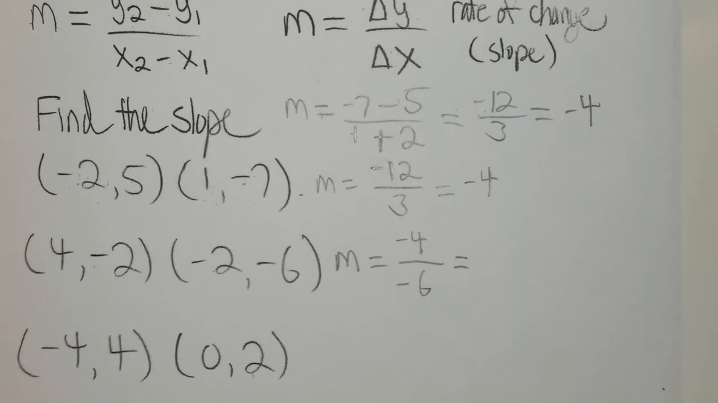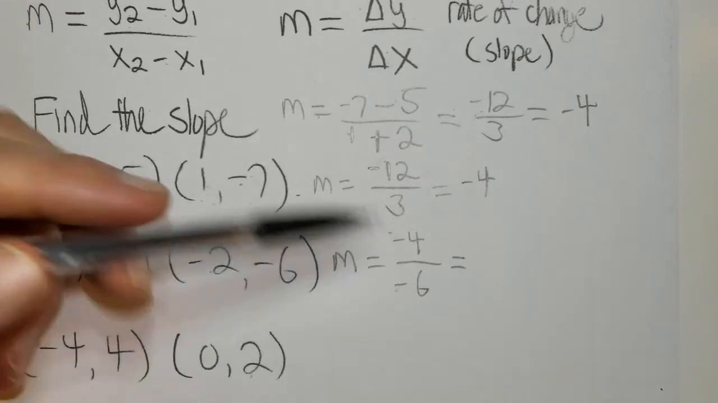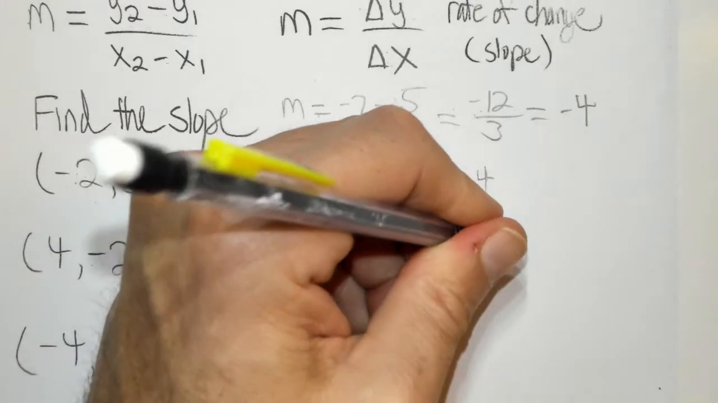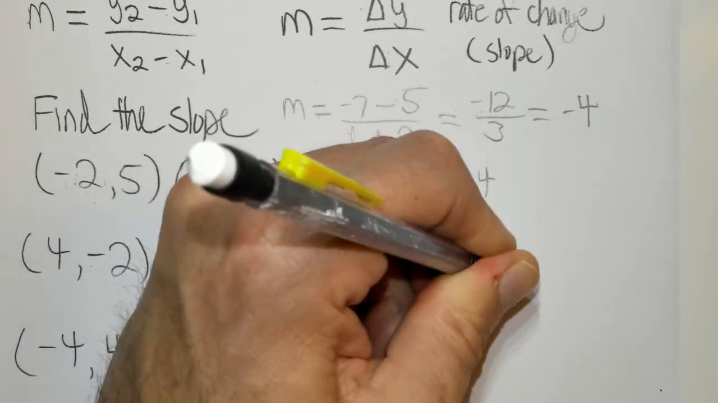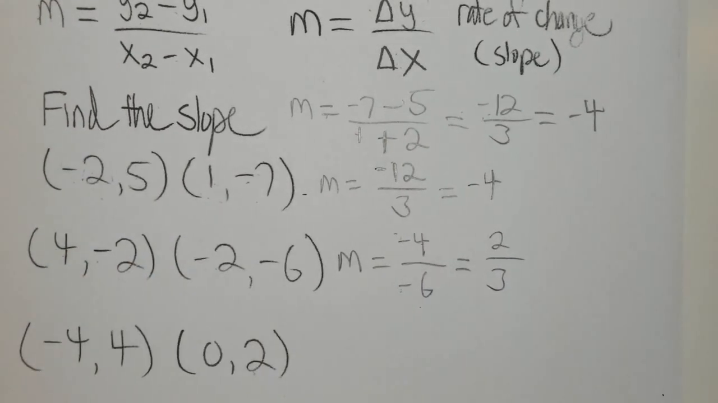Now I really just need to reduce this. I'll take the signs into consideration first. So negative divided by negative makes a positive, and then 4 over 6 can reduce to 2/3. So that would be my slope. So the slope of a line through these 2 points would be 2/3. That would be the slope.